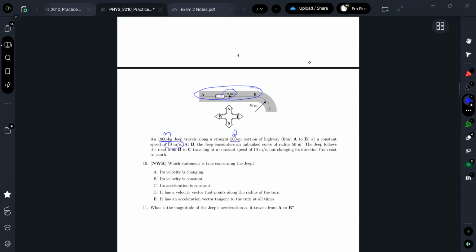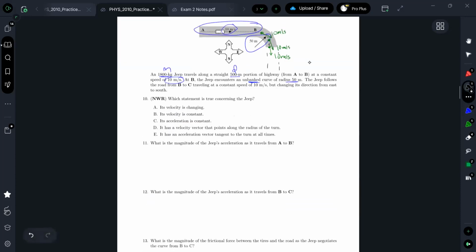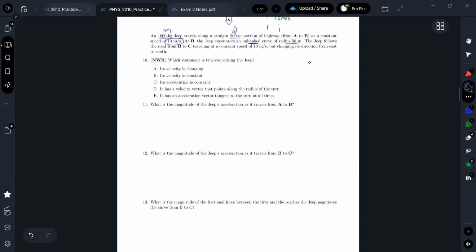At B, this Jeep encounters an unbanked curve, so a flat road, radius 50 meters. I should be labeling that if it was not already given. It follows that road from B to C, still at that speed of 10 meters per second. That means it's going 10 meters per second that way, and when it's at that point in the curve, then it's going this way. So we negotiate the curve, and finally at the end, it's going the direction on the other side of this curve. So we'll be going south now. Okay. So what is the magnitude of the frictional force between the tires and the road?